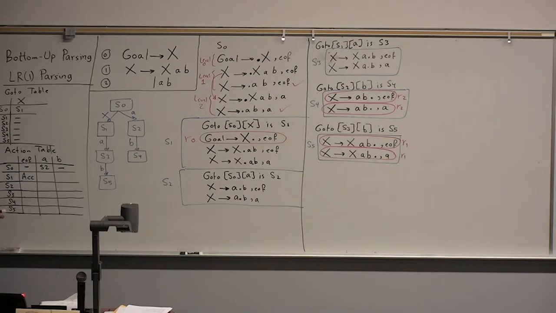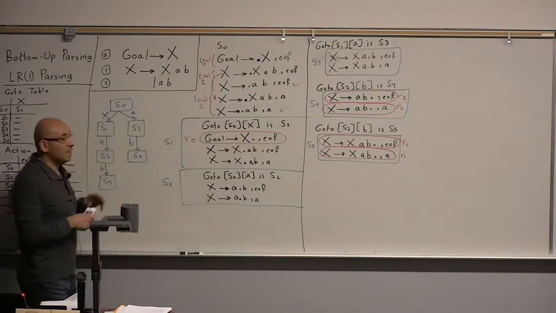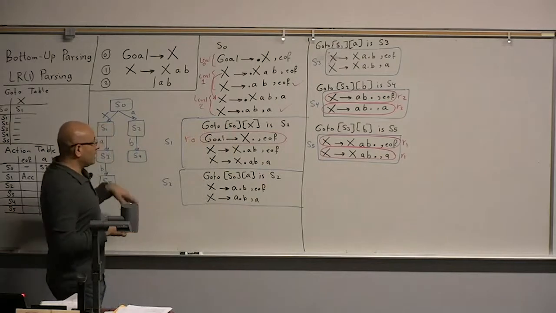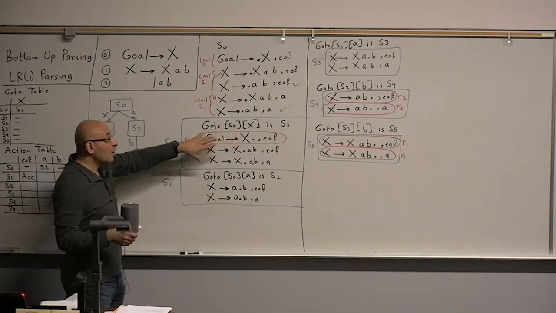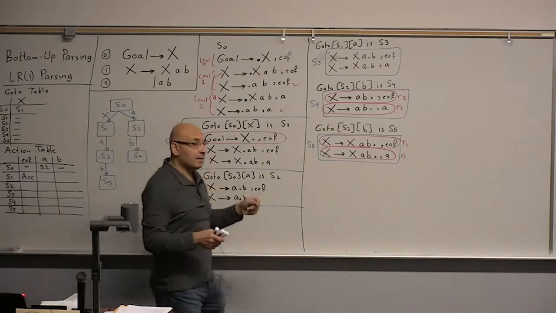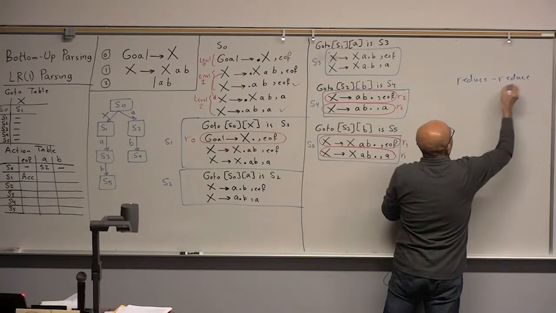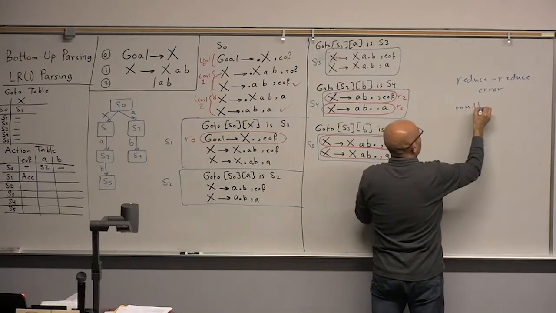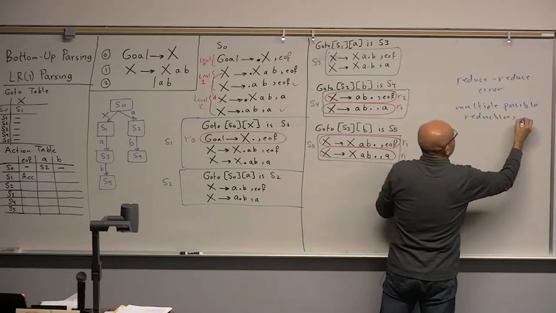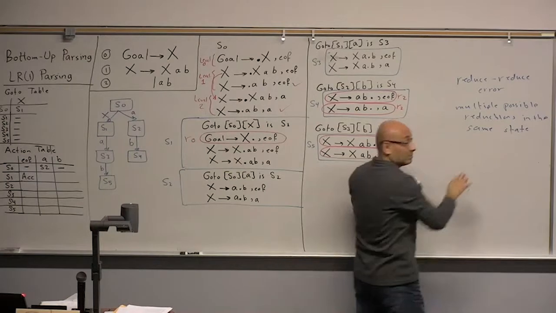Okay? Now if we had multiple reductions, this would have been a reduce error. And then this would have been a failure of the LR1 technique. It just means that this grammar is not LR1 in its current form. So if we had another reduction in the same state on the same look ahead, then this is a reduce error. It means multiple possible reductions in the same state and on the same look ahead.